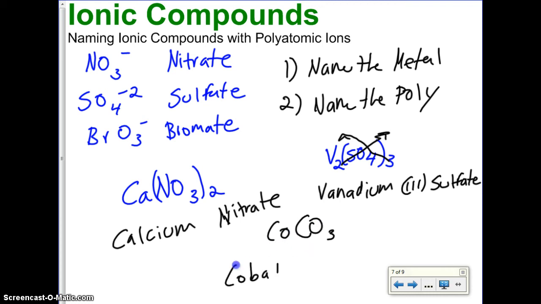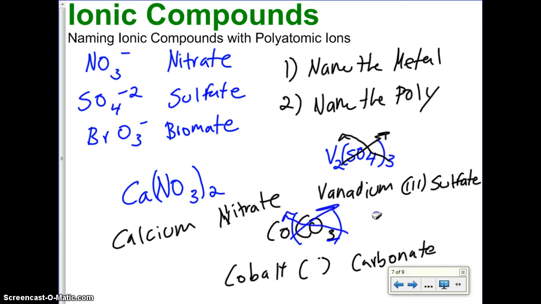So we have cobalt, parentheses, and then carbonate. Well, again, we need to uncross and unswap. However, this 3 belongs with carbonate. It has nothing to do with the transition metal. It's not a charge. So again, if you put parentheses around it here just to see it, there's no number out here or here, which means both of them are 1s.